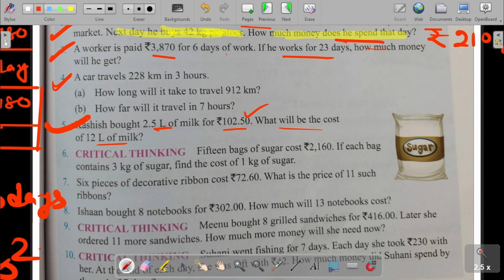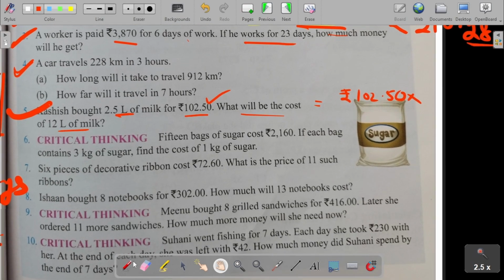So the cost of 12 liters of milk can be found like this: 102.50 divided by 2.5 for 1 liter, and we are going to find for 12 liters of milk, so it is multiplied with 12. Afterwards, simplifying this you will get your answer.